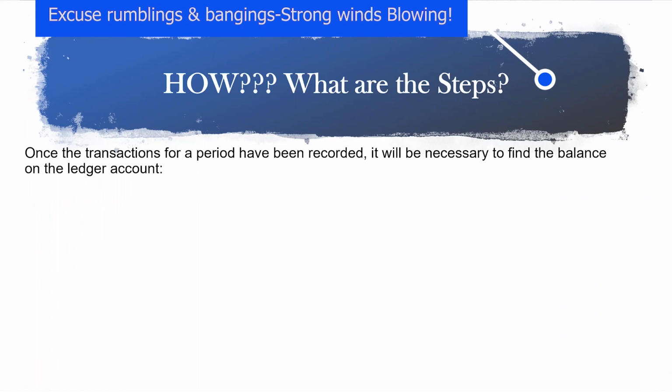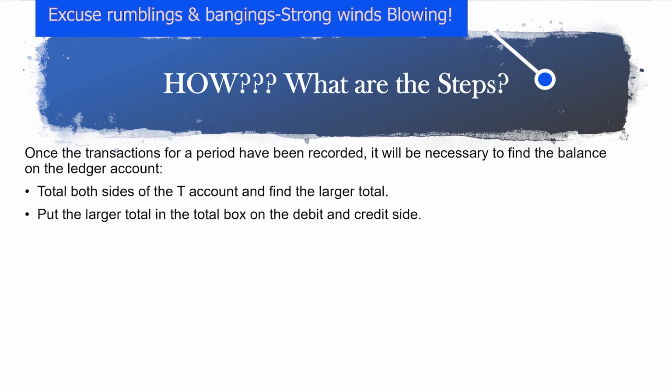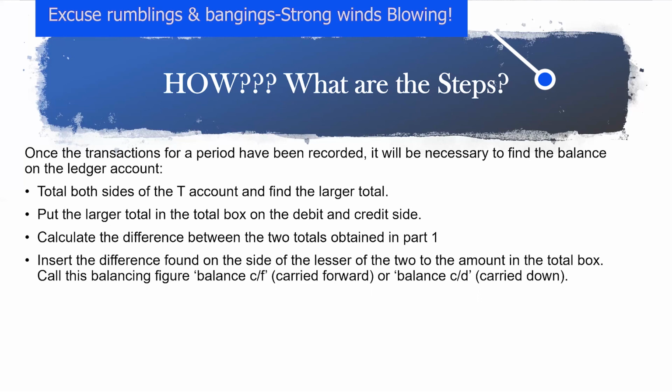We know that we would have had some transactions recorded for the period. So in order to do our trial balance, we have to find the necessary balance on our ledger accounts. And how do we go about doing that? First, we're going to be totaling both sides of our T account and finding the larger total. After we've done that, we will put the larger total in the total box on both the debit side and the credit side. Then we will calculate the difference between the two totals that we obtained in part 1.